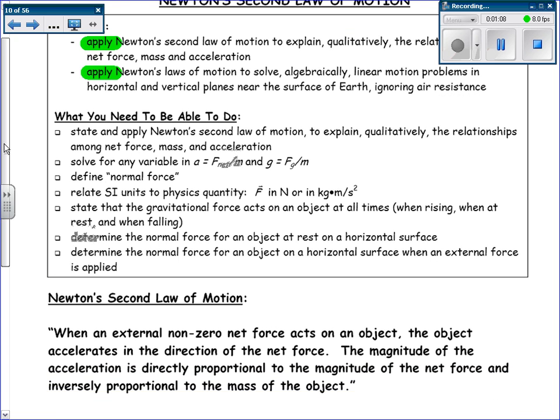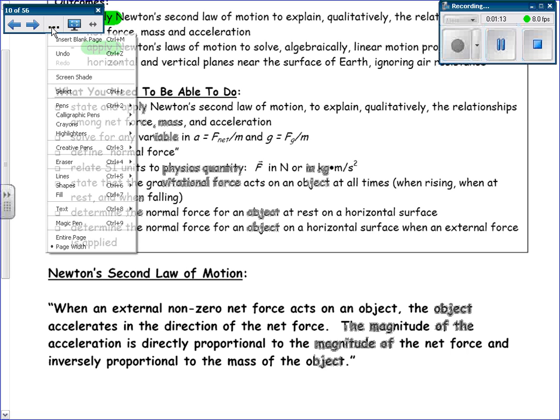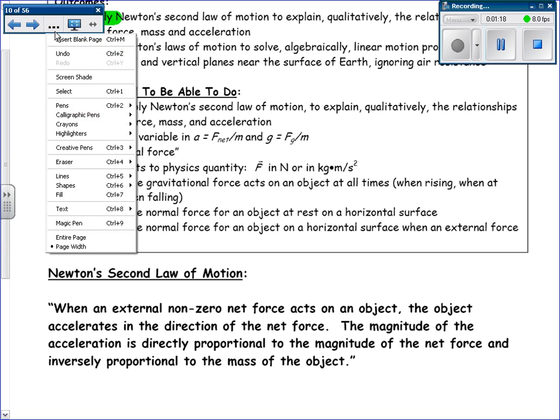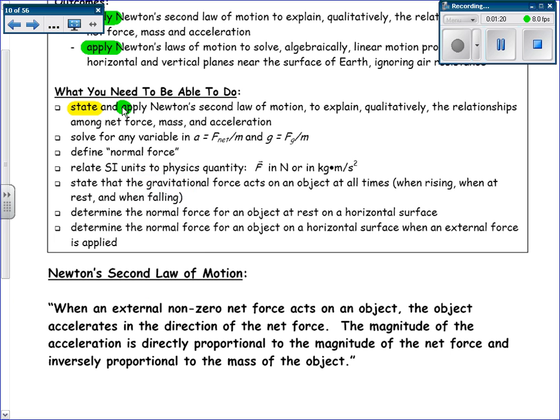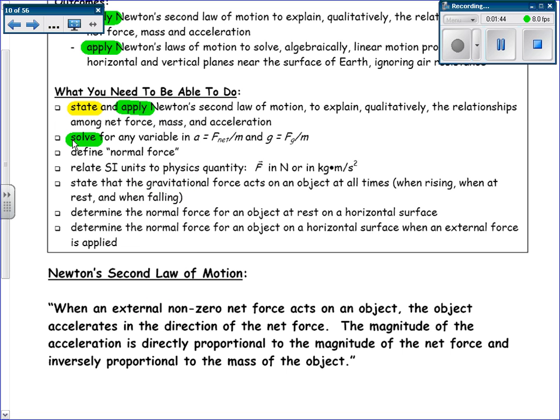What you need to be able to do to show me you can meet those outcomes is state, which is yellow, so just stating Newton's second law, and applying Newton's second law. That applying is green. So state and apply Newton's second law of motion to explain qualitatively, again with words, the relationships among net force, mass, and acceleration. Solve for any variable, and acceleration is equal to F net divided by mass, and acceleration due to gravity is equal to force of gravity divided by mass. So that solve is green, because anytime you're calculating, that's green.